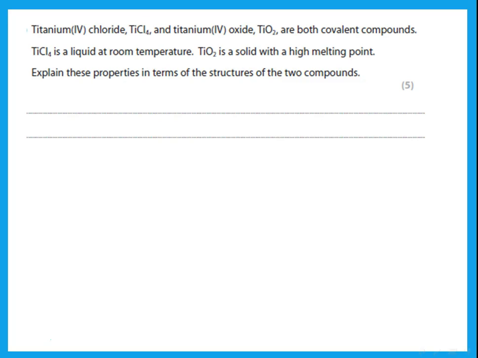So let's take a look at this question. Titanium 4 chloride and titanium 4 oxide are both covalent compounds. Titanium 4 chloride is a liquid at room temperature. Titanium 4 oxide is a solid with a high melting point. Explain these properties in terms of the structures of the 2 compounds. Now, if he says 2 compounds, it doesn't matter what they are. One of them has a low melting point, the other has a very high melting point. What does that tell you?